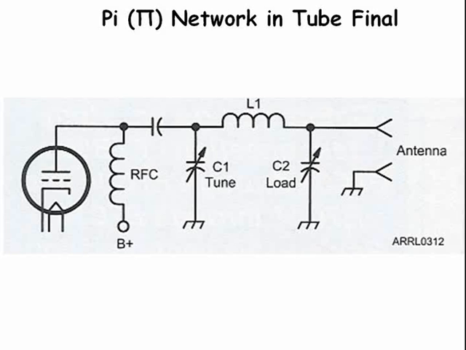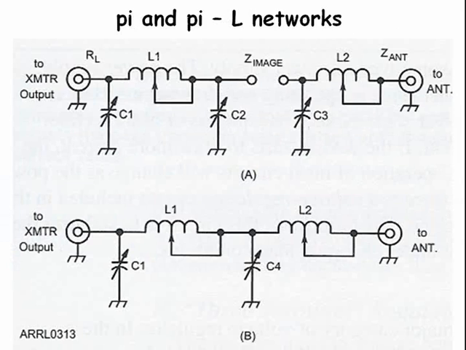Here is a pi network on the output circuit of a tube circuit. It is used to tune the output circuit to that of the tube. Most tube-type amplifiers use pi network output coupling circuits. When you need more attenuation of harmonics from your transmitter, you can add an L network in series with a pi network to form a pi-L network.